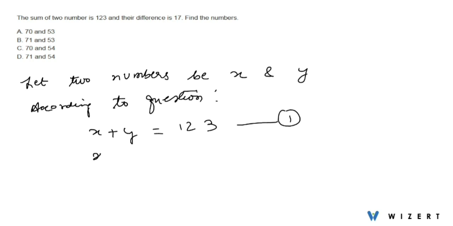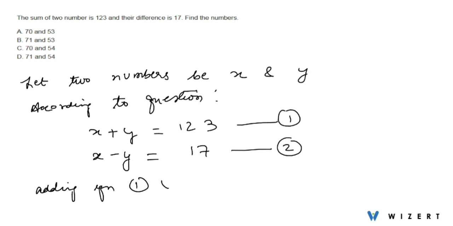Let this be the first equation. Similarly, the difference is given as 17. Let this be the second equation. Now, if we add equations 1 and 2, what can we get? We can see that if we add, y will be cancelled and we'll get 2x on the left hand side, and on the right hand side we'll get 123 plus 17, which will give 140.